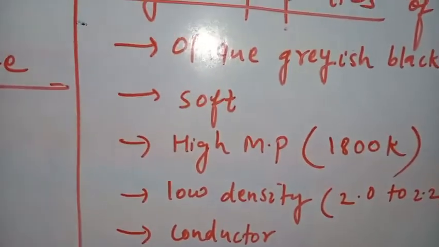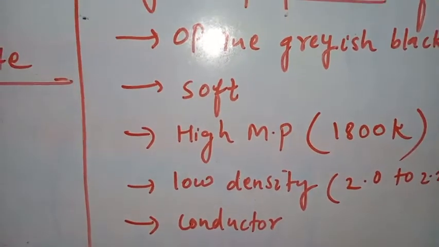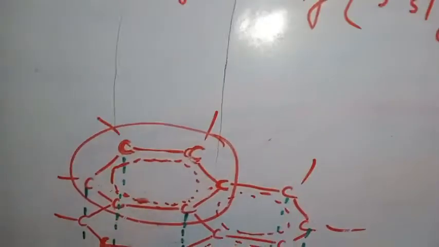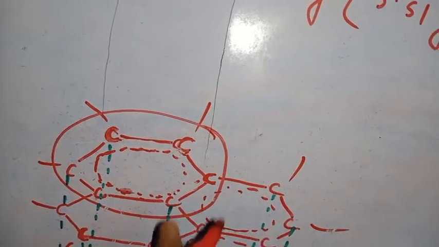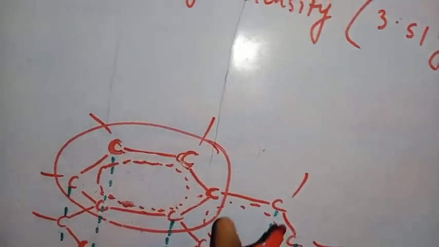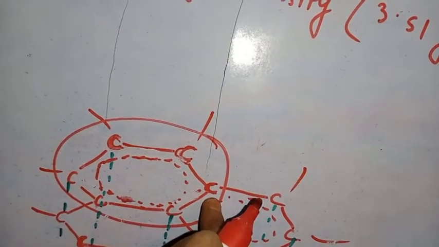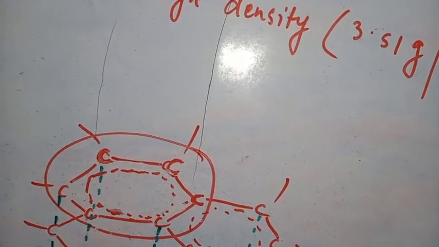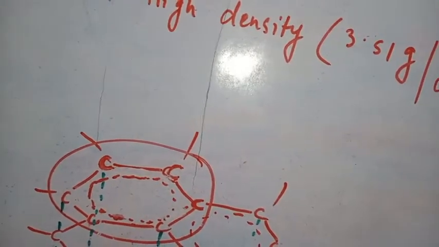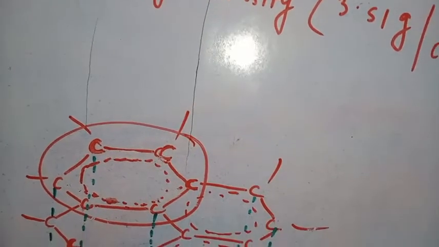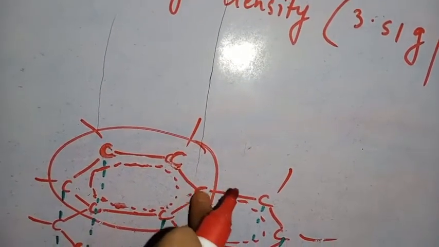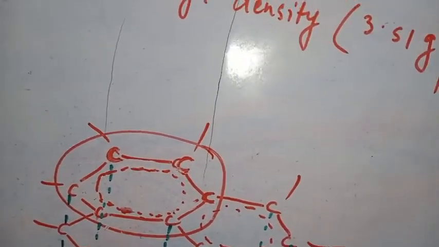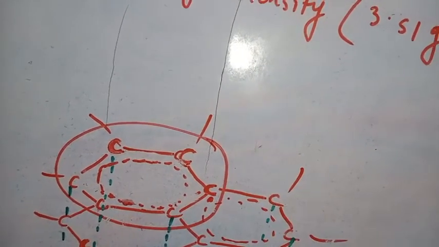Now it acts as a conductor of heat and electricity. So it is a good conductor of heat and electricity. The reason I have already discussed: each carbon atom in the hexagonal ring has one free electron. As you know, the carbon atom has 4 valence electrons. It shows tetravalency and can form 4 covalent bonds as in diamond. But in graphite each carbon atom is bonded to only 3 other carbon atoms, meaning 3 valence electrons are used and 1 electron is free, not bonded.